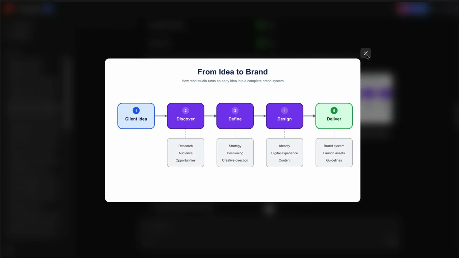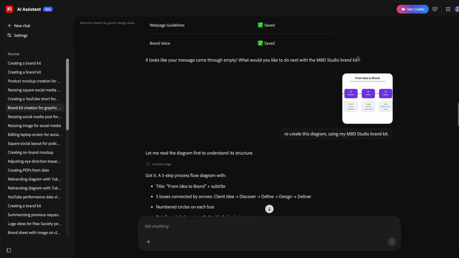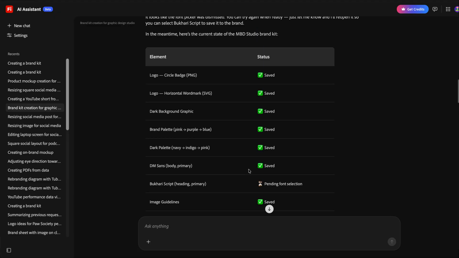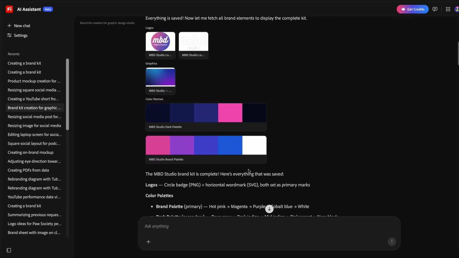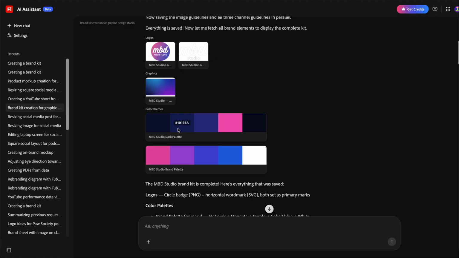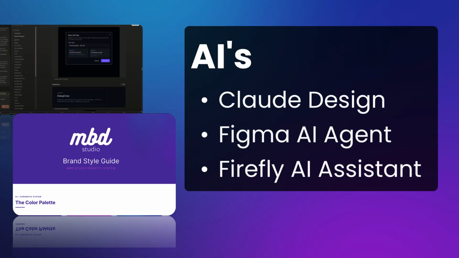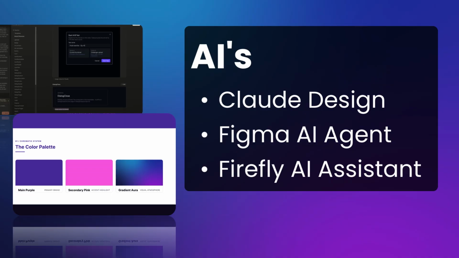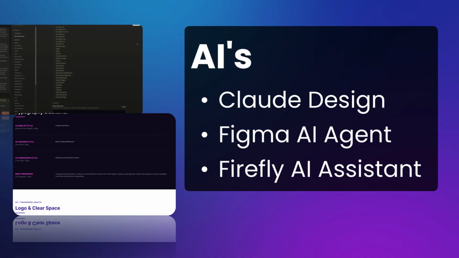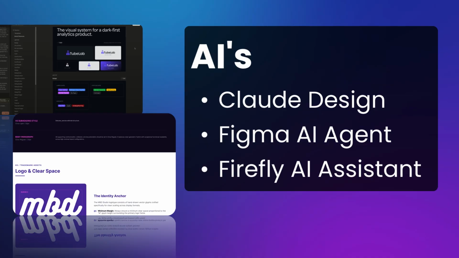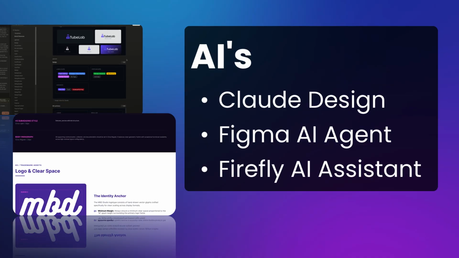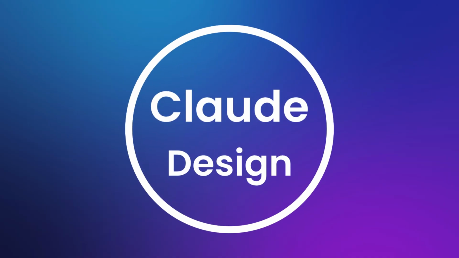AI assistants can generate design assets quickly, but then you have to restyle everything to your brand. The solution is to teach your AI your brand once, so it has the right ingredients every time you ask it to create something. This works well using Claude Design, Figma's AI Agent, and Firefly's AI Assistant. For each one, I'll show you how to add your brand, how to use it, and how well the AI follows it. First up, Claude Design.